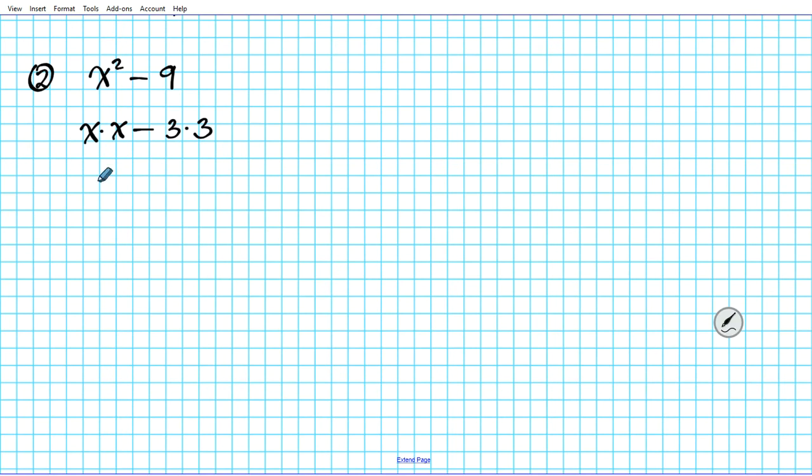So what we will do is combine them back. X times x is x squared. 3 times 3 is 9. Now there's a special formula that can be used to factor problems of this nature, and that is known as the difference of squares formula. Okay? Difference of squares. The difference of squares formula is as follows.